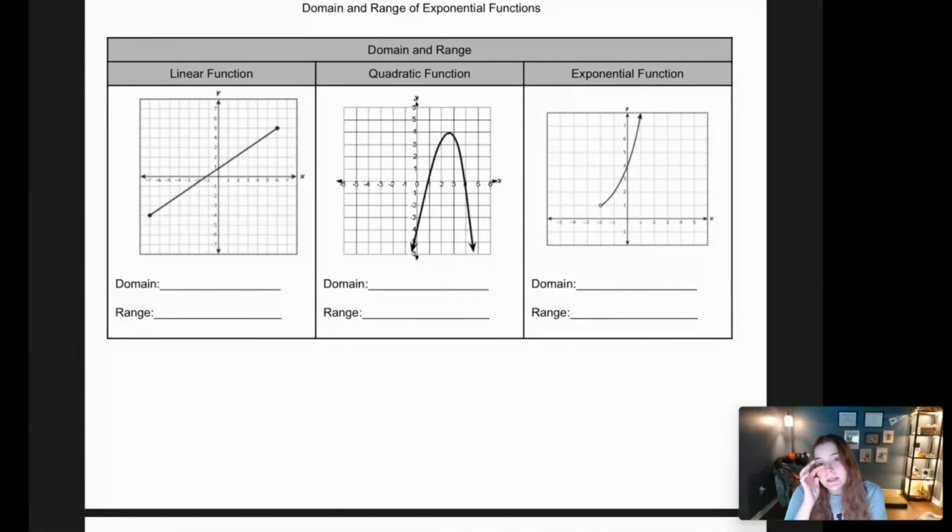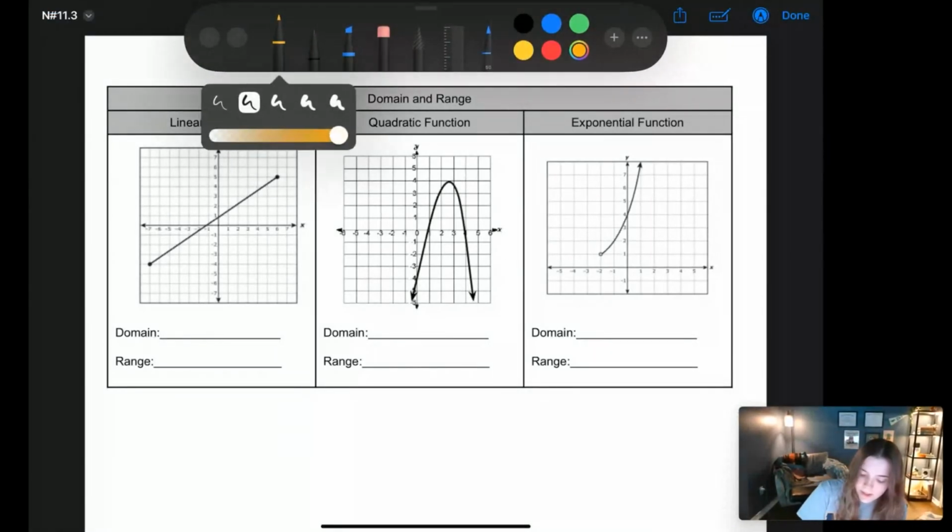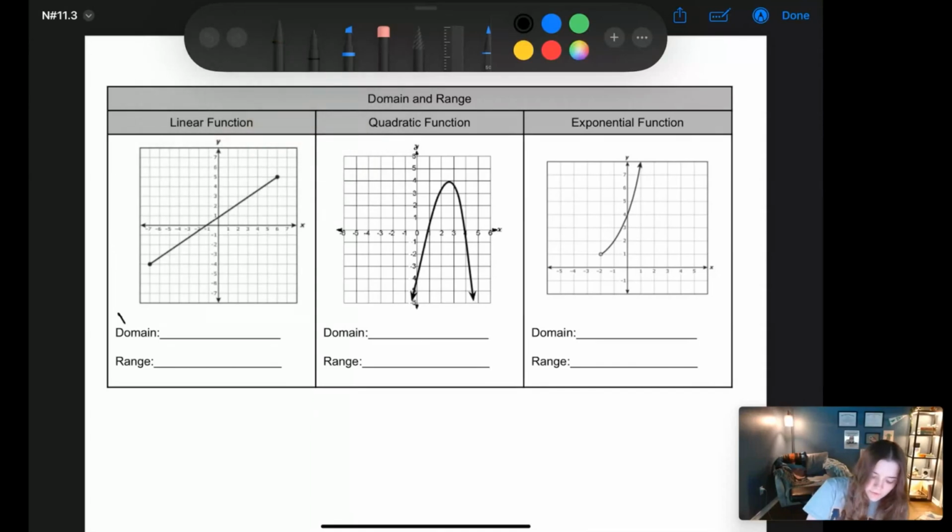11.3, which is really just a continuation of domain and range from prior unit, but now we're going to throw in an exponential function. But let's go ahead and review a linear function and a quadratic function. So if you'll remember, your domain is all of your x values, which means it belongs to this x-axis, right? All of our x values on the x-axis, okay? And your range then would be all of your y values.